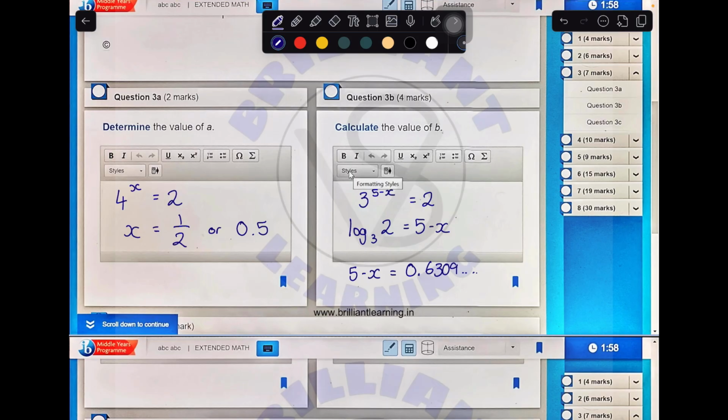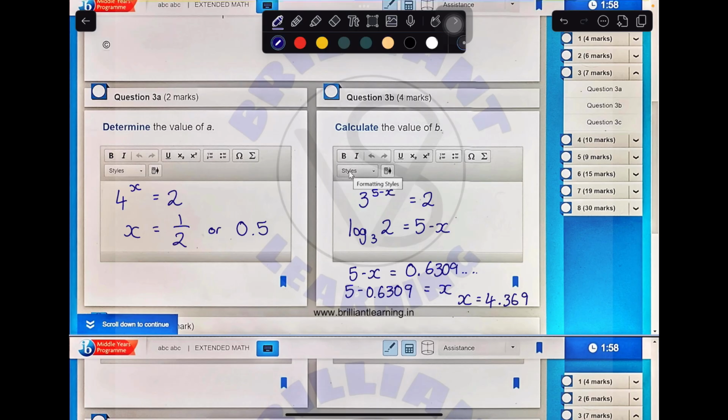Obviously we've not finished there. We do need to actually calculate the value of x, which in this case is b. So, bit of rearranging. 5 subtract 0.6309 would give me my x value. So x in this case will be 4.369.